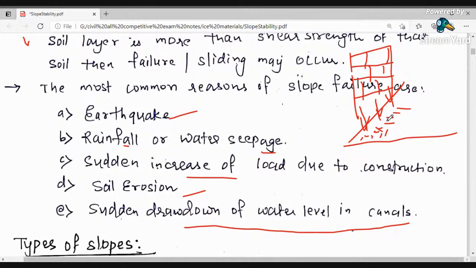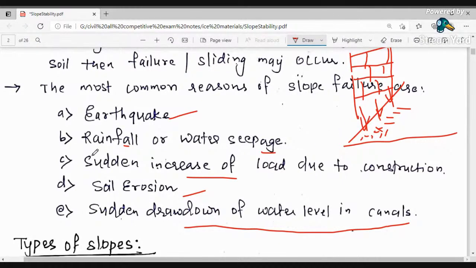Then another is soil erosion. If the soil is getting eroded by some reasons like rainfall or water seepage, if the soil which is above the slope tries to erode, or the erosion phenomenon is taking place, then also slope failure occurs, right? Then another is sudden drawdown of water level in the canals.